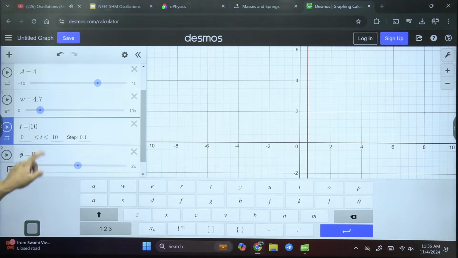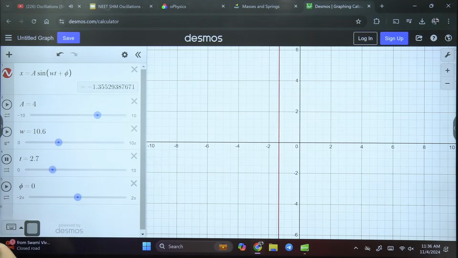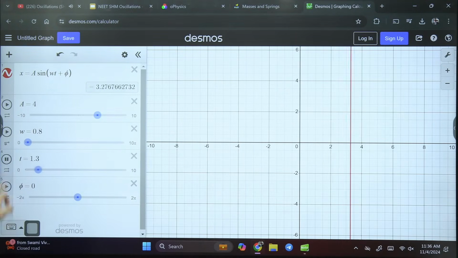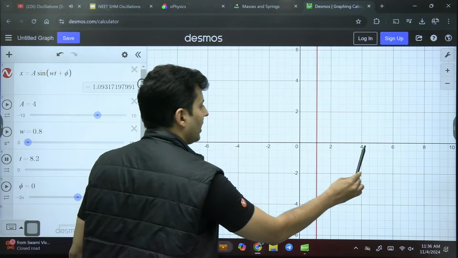If I change omega, it will go back and forth more frequently. You can see that. Let's keep omega very less so that you can actually see things in motion. You can see the amplitude is 4. That's why maximum it goes till -4 and +4.